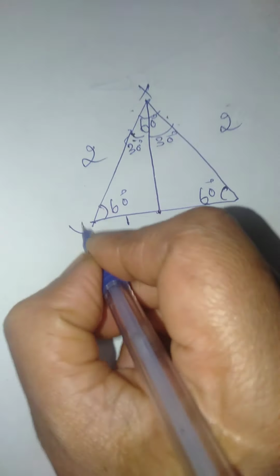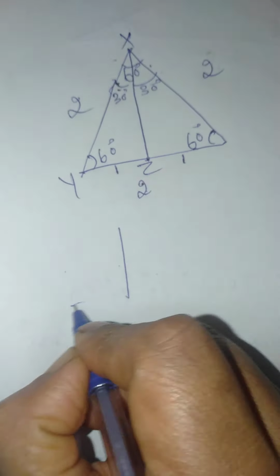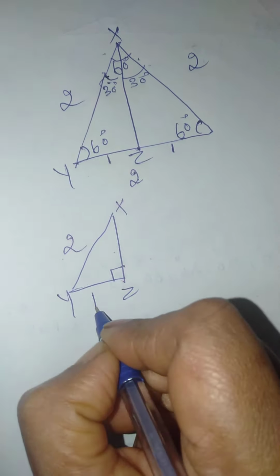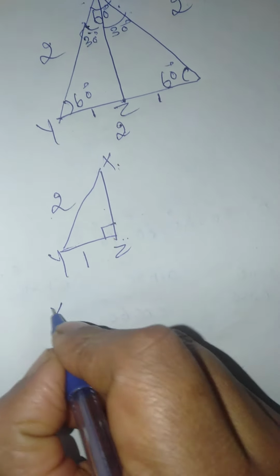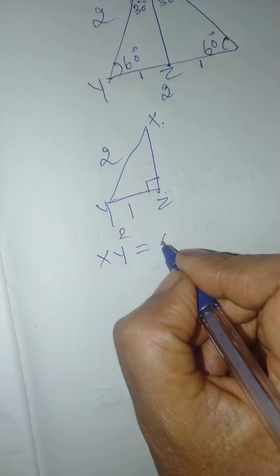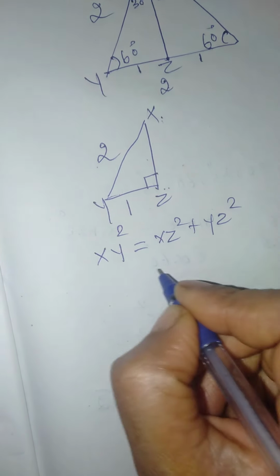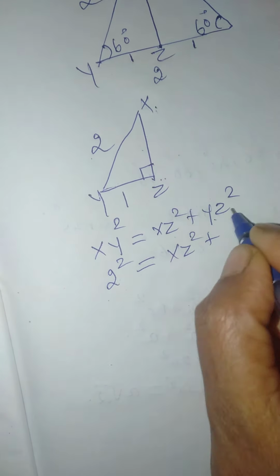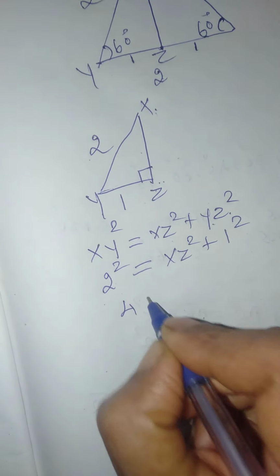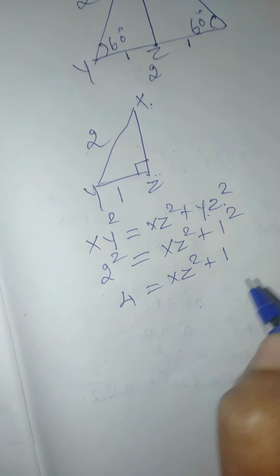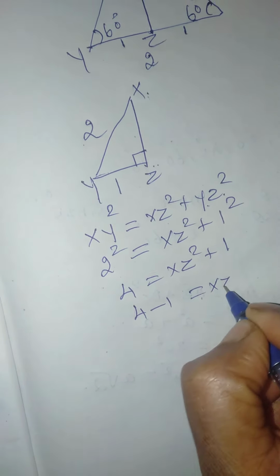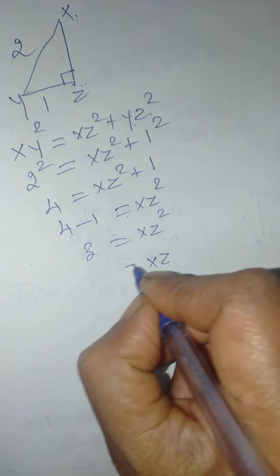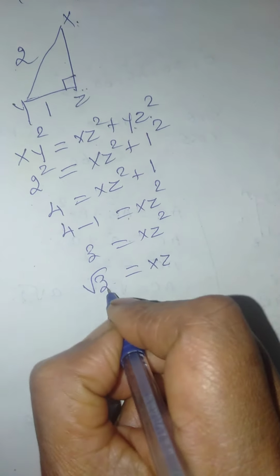So let me name this triangle XYZ and I take only XYZ now. See this, XYZ. I said this is 2, this is 1. We have to find out XZ. So you have the Pythagoras theorem again. XY square is equal to XZ square plus YZ square. So XY square is nothing but 2 square. XZ square only we are supposed to find out. YZ is 1 square. So 4 is equal to XZ square plus 1. So 4 minus 1 is equal to XZ square. So you're getting 3 is equal to XZ square. So XZ is equal to, when you take the square root, root 3.